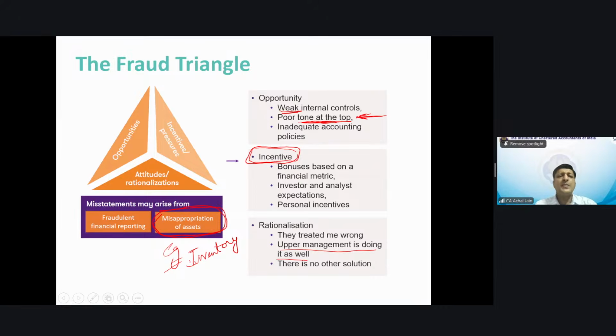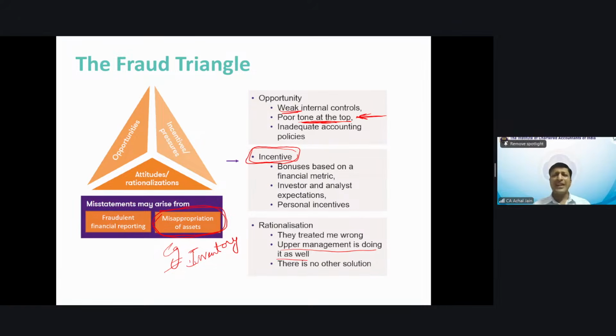Now, as far as the misappropriation of assets is concerned, we don't see that happening in respect of, say, plant and machinery, or big size assets. Why? Because it's not something easy for anyone to go pick up the machine and run away. Yes or no? Can somebody run away with the plant? No. So when we talk about this particular category, misappropriation of assets, you will find that small value assets, or small size assets particularly, are the ones which will get covered.